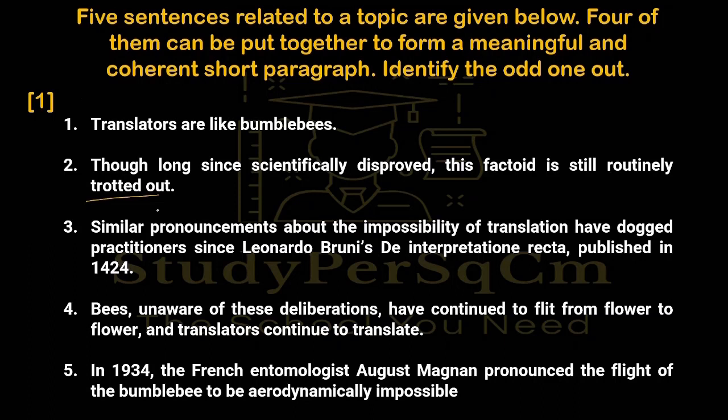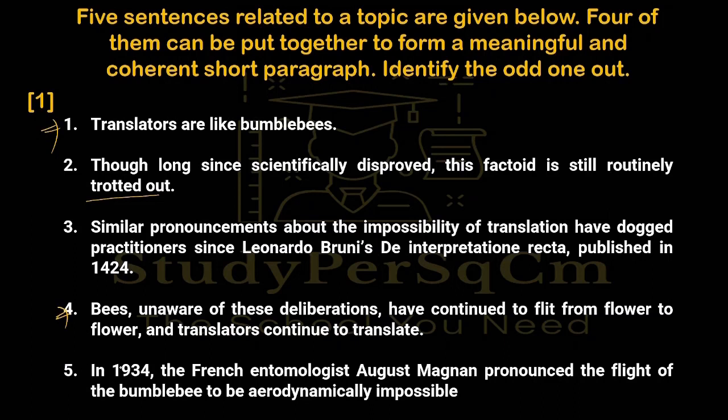So let's keep reading. Similar pronouncements about the impossibility of translation have dodged practitioners since Leonardo Brunetti's Impressionate Rapta, published in 1424. Bees, unaware of these deliberations, have continued to flit from flower to flower, and translators continue to translate. So again here the author is comparing bees to translators, and in the first sentence itself translators were compared to bumblebees. So these two sentences are definitely connected and they are not going to be anyone from the odd one out sentences.